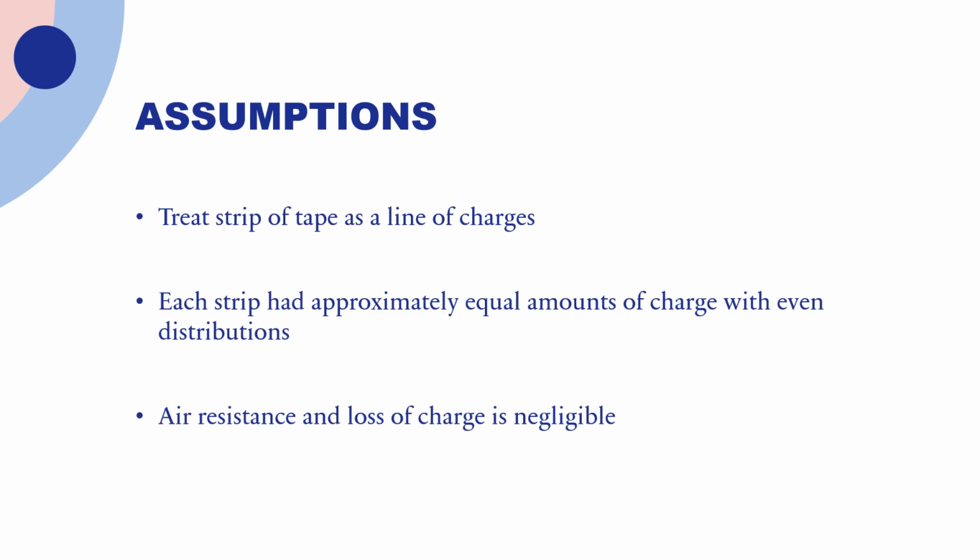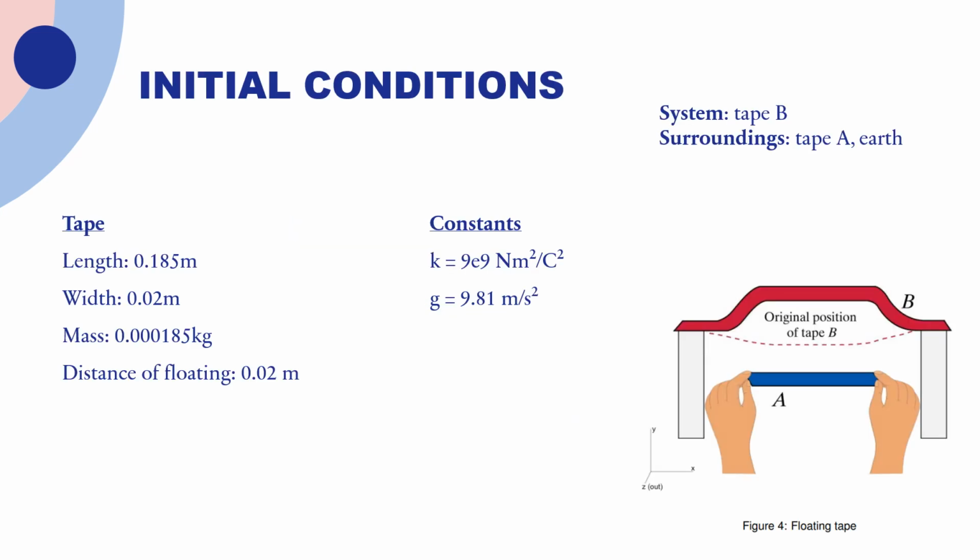The assumptions for this lab were that the strip of tape is a line of charges, that each strip had approximately equal amounts of charge with even distributions, and that air resistance and loss of charge are negligible. In this experiment, the system is tape B and the surroundings are tape A and the Earth. The length of the tape was 0.185 meters, the width was 0.02 meters, its mass was 1.85 times 10 to the negative 4th kilograms, and the tape was stationary when the distance was 0.02 meters.